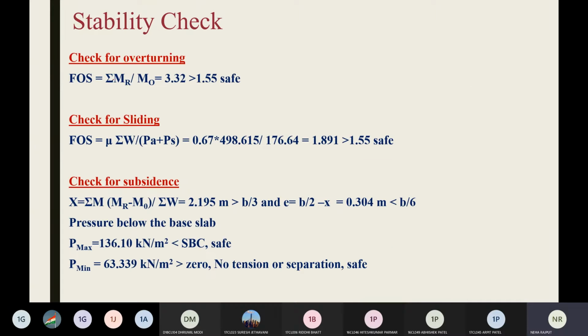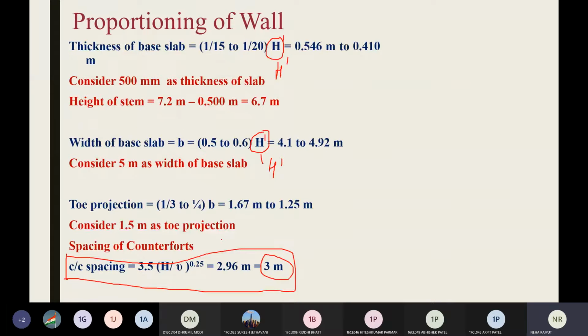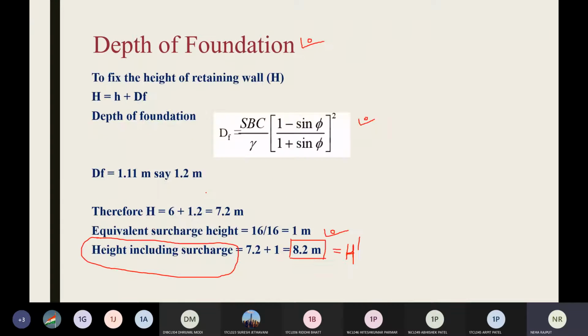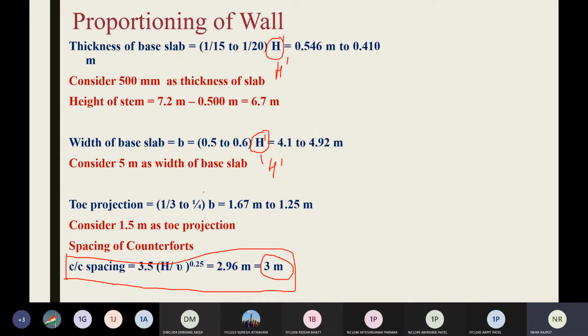And depending on overturning and resistance, first you check for overturning, you will check for sliding, and you will check for uplift pressure. Right, so you are checking that P maximum is less than SBC and P minimum is more than 0. So if these three checks are okay, then you can say that whatever dimension you have provided in your retaining wall, that is correct. Right. So this is all about stability analysis of counterfort retaining wall, which is same as the cantilever retaining wall. There is no change in the process of the calculation of stability analysis and proportioning.